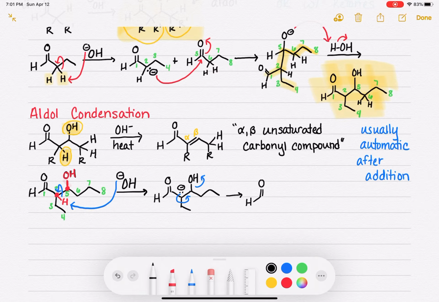But also this reaction is driven by the formation of a more stable product. We're forming an alkene and it's conjugated with the carbonyl group. So it's an extra stable molecule that we get out the end of it. And that's one of the reasons why the reaction works.